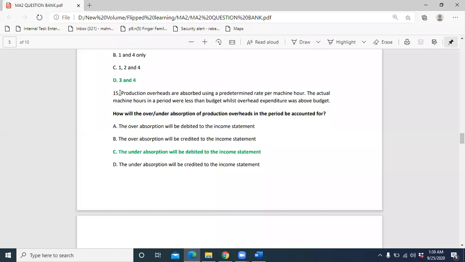Okay, here's another question. Question number 15. Production overheads are absorbed using a predetermined rate per machine hour. Overhead absorption basis is basically machine hours, so it is the overhead absorption rate per machine hour. The actual machine hours in a period were less than the budget, actual machine hours were less than the budget. That means budgeted machine hours were more.